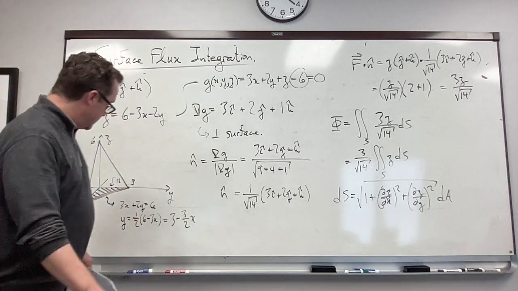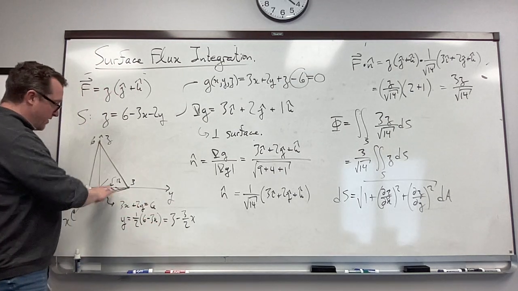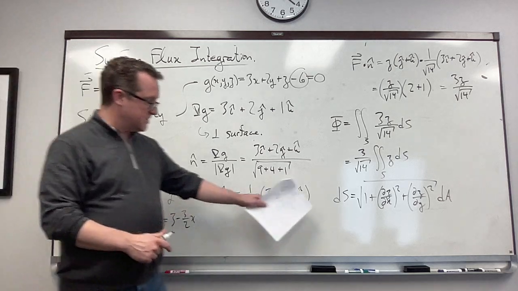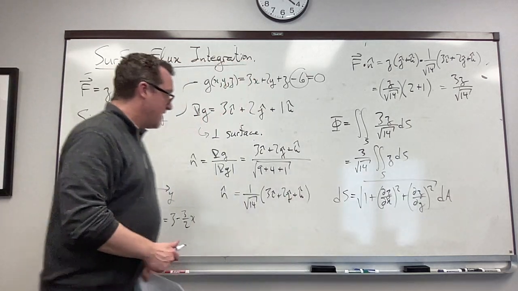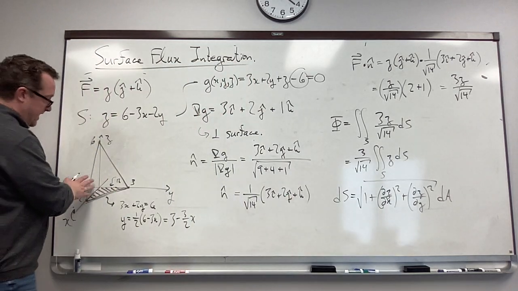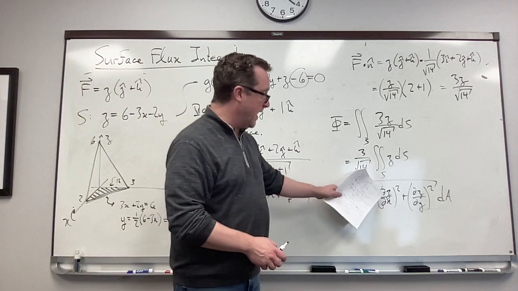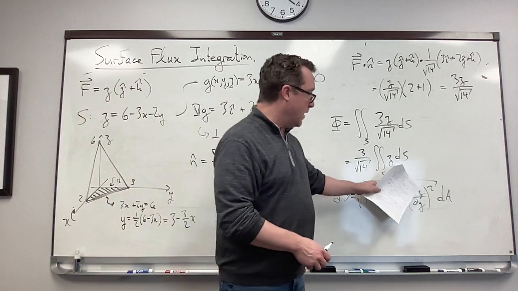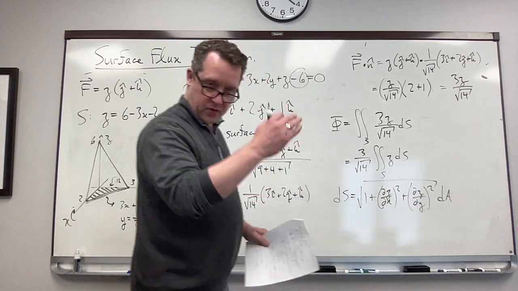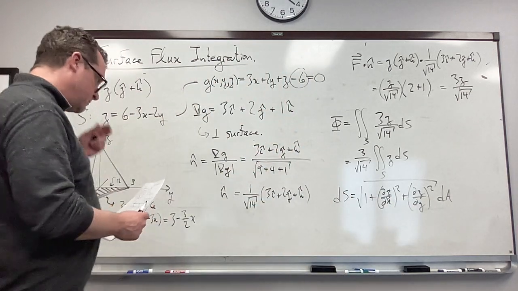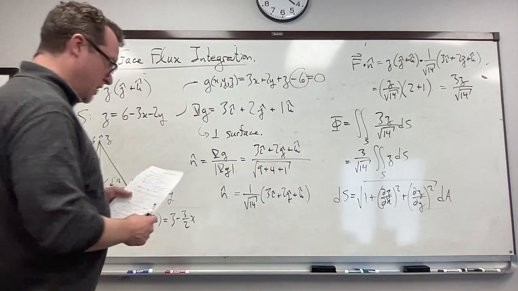Remember, if we think of z as a height over x and y as the surface, then this is the conversion from dS to dA. If we think of this surface as a height y over xz, then we'd have the square root of 1 plus the partial of y with respect to x squared plus the partial of y with respect to z squared. And there were three different versions of that.